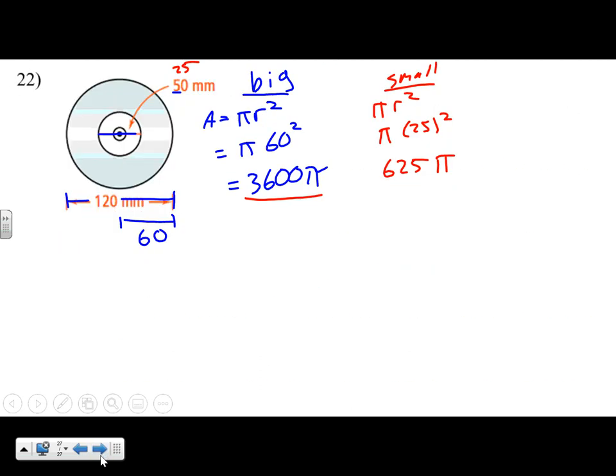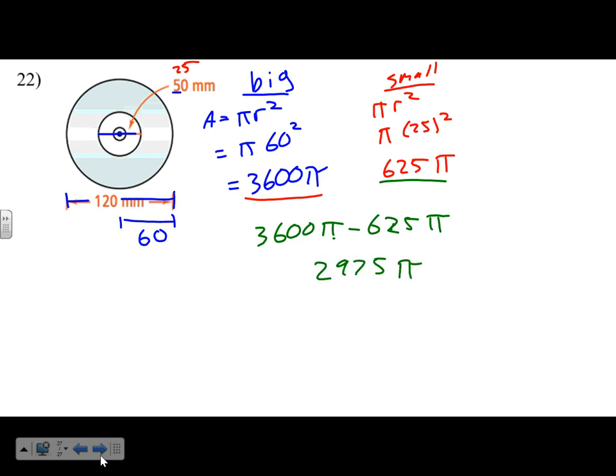There we go. So we need to subtract these. So we have 3600 pi minus 625 pi. And that's why I said if you leave them in terms of pi, it's actually going to be a little bit easier. So 3600 pi minus 625 pi. I guess I should say there's two different ways. You could just type it in: 3600 minus 625 is 2975 pi, if you want to do it that way.